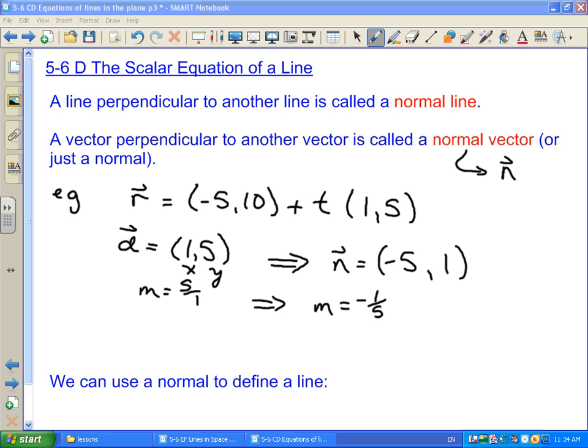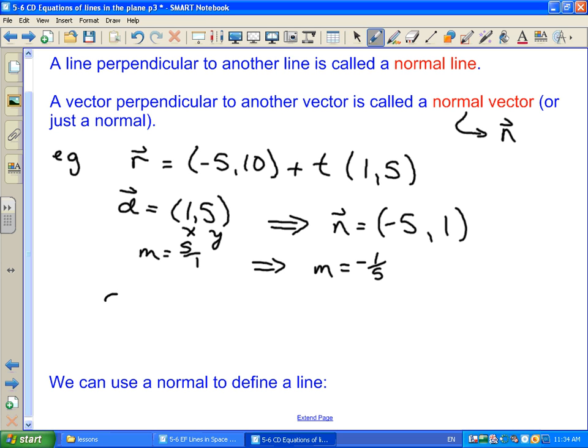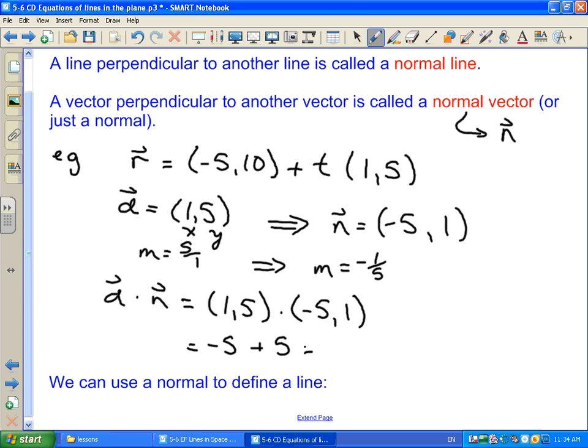We are interchanging our x and our y, and we're changing the sign on one of them to make it negative. And we can always check that these two things are perpendicular by using our dot product. So if we take our direction vector, dot it with our normal vector, we should get 0. Let's just check here. We've got (1, 5) dotted with (-5, 1). It's going to give us negative 5 plus 5, which is 0. Exactly what we expect. So that's the easiest way to get a vector that is perpendicular to some vector that you're given.